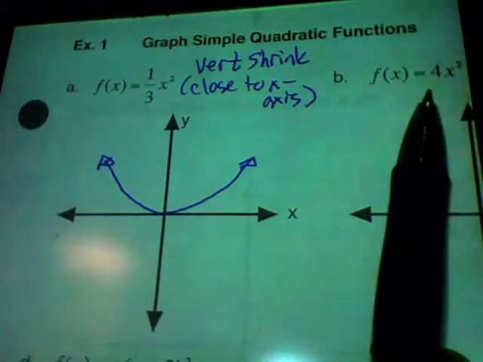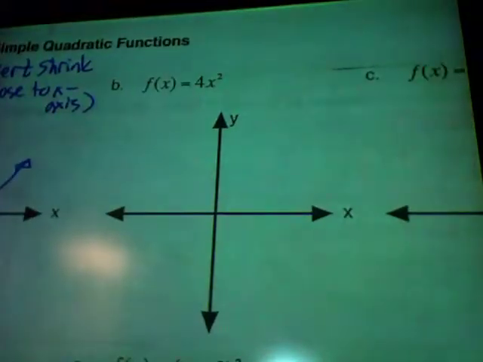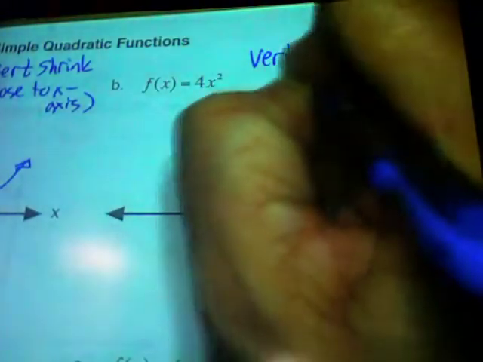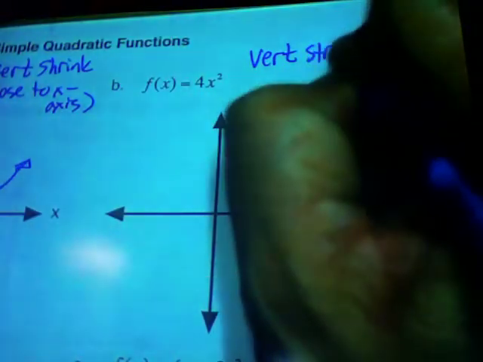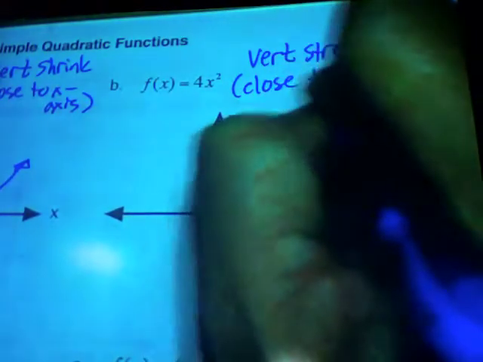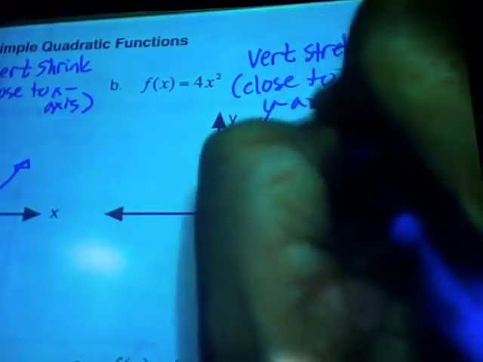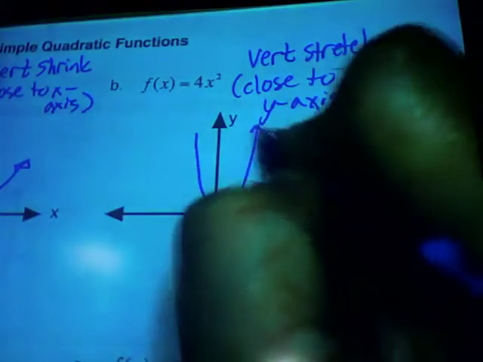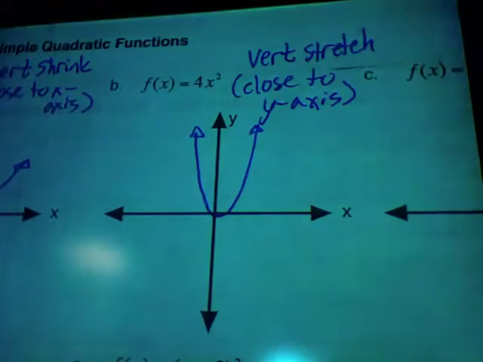So what's the 4 going to do? What's it going to do? Vertical stretch, which makes it look skinny, right? So vertical stretch. It's going to move close to the y-axis. So it's going to make it look like this. It's going to pull it closer.